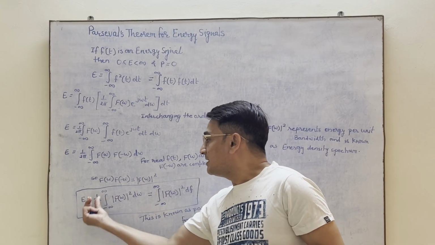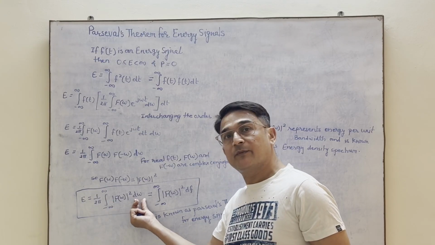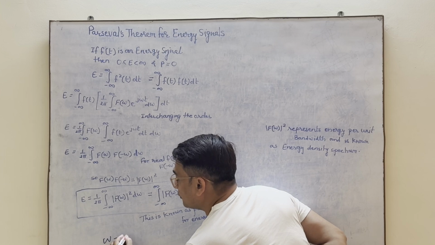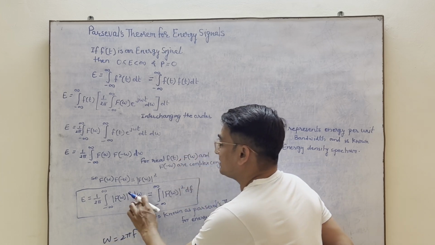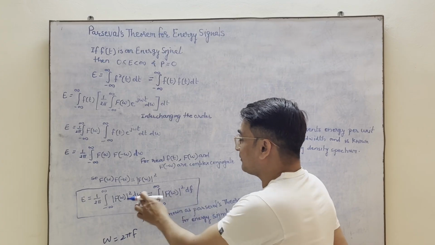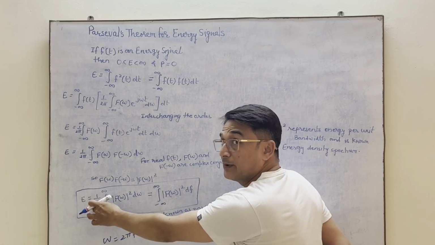So this is E equals 1 by 2 pi, integral from minus infinity to infinity of mod F(omega) squared d omega. Or you know that omega is equal to 2 pi f. So instead of omega, if I write 2 pi f, then d omega will become df, and this 2 pi will get cancelled with this 2 pi.